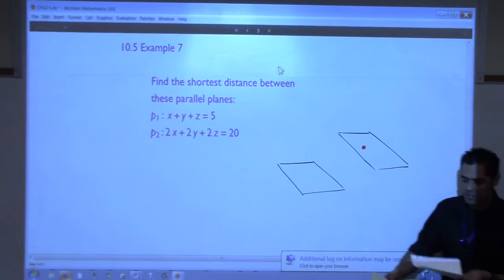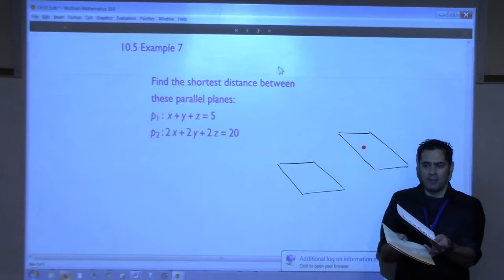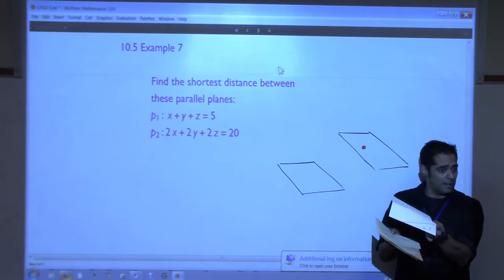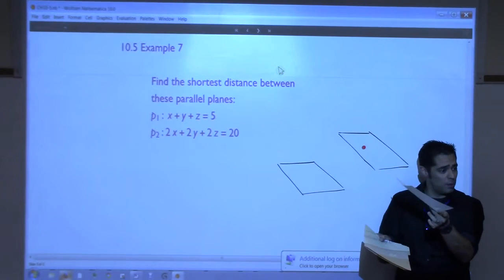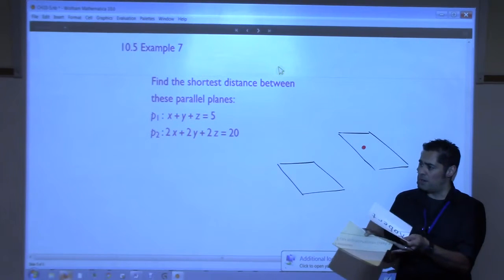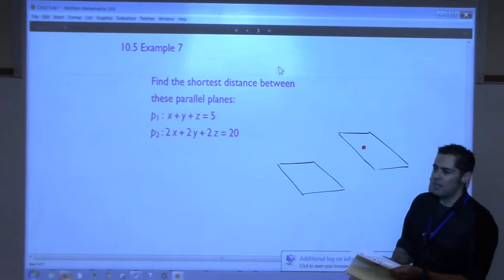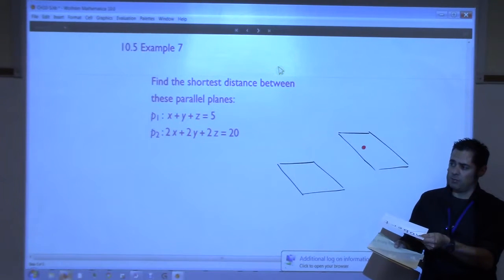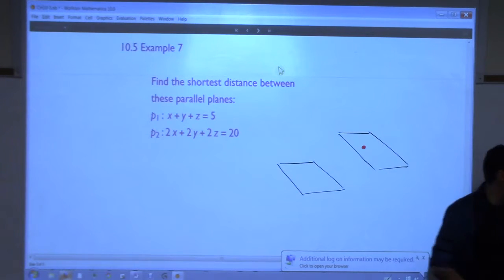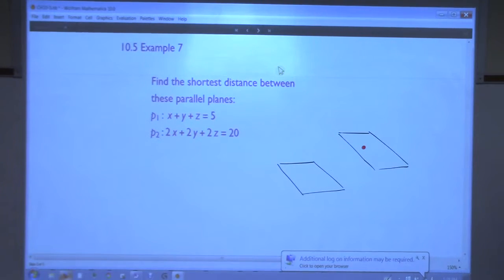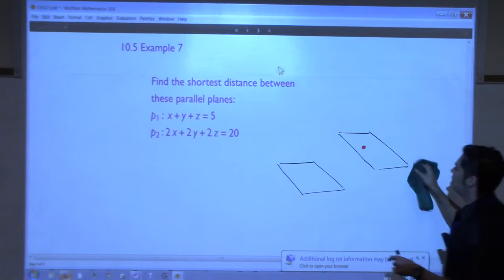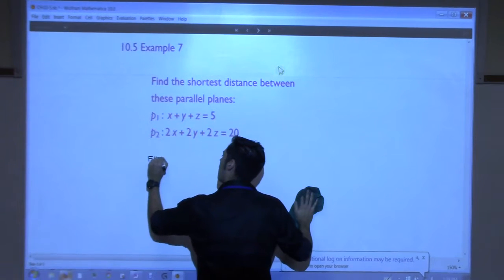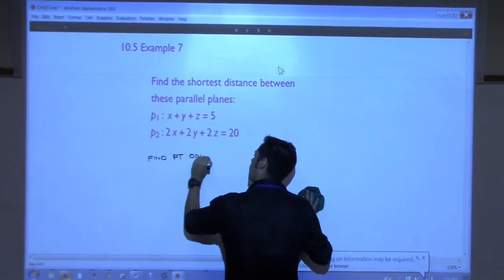If I'm trying to find the shortest distance between two parallel planes, that is equivalent to me asking you the shortest distance between any point on this plane and this plane, right? All the points on this plane have the same shortest distance to this plane, don't they? So by giving you the entire plane, this is actually overkill. You don't need all that. You just need one point here, don't you? Yes? Okay, so first step is to find a point on one of the planes. So we're going to find a point on one plane.